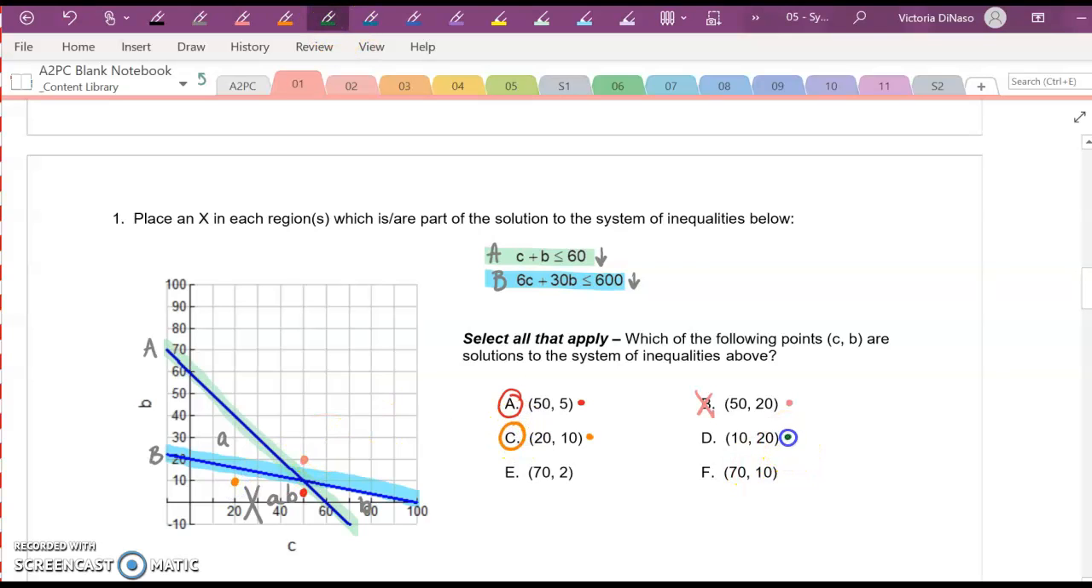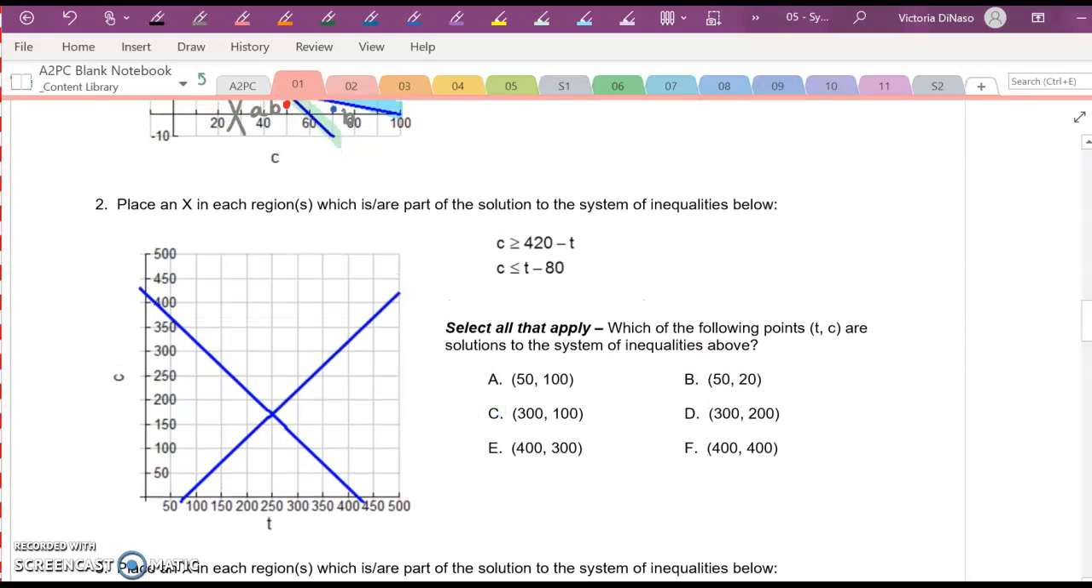Let's go ahead and plot 10, 20. It's just above that region, so D is not an answer. Letter E, we're going to plot 70, 2. And it is outside of our region. And then last but not least, we have 70, 10. And it is outside of my region. So the only answers are A and C.